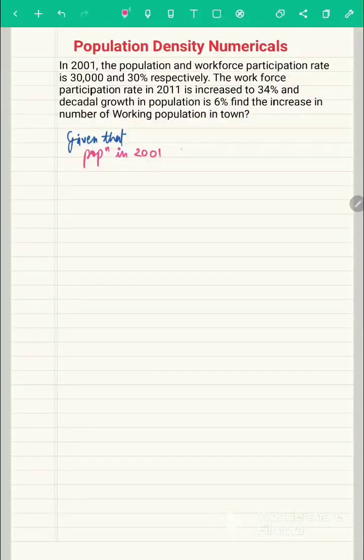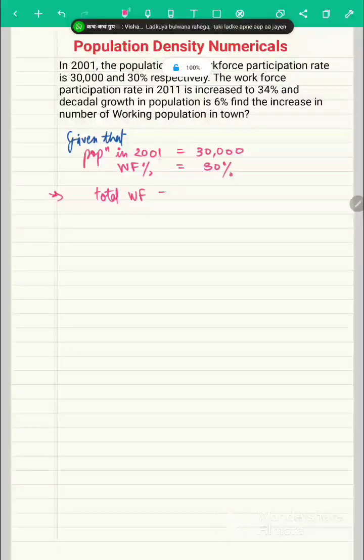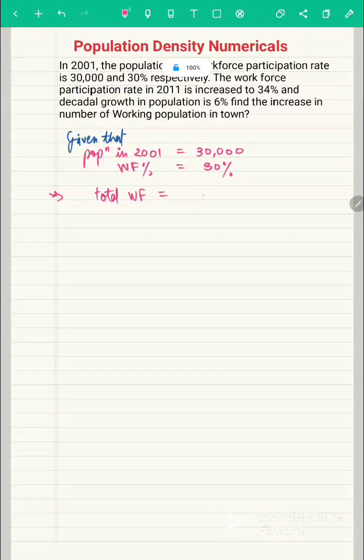Population in 2001 is 30,000. Workforce participation rate is 30%, which means total workforce participation is 30% of 30,000. So, which means 9,000 people. So, this means 9,000 people are working in 2001.